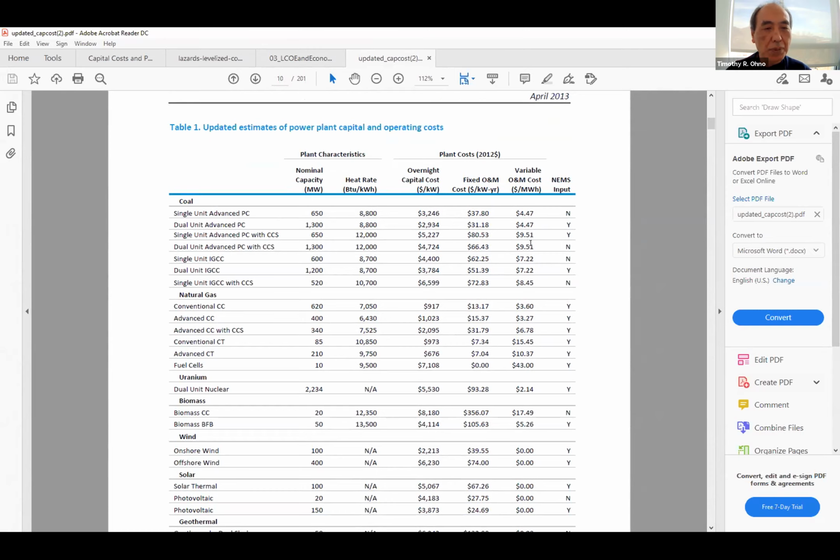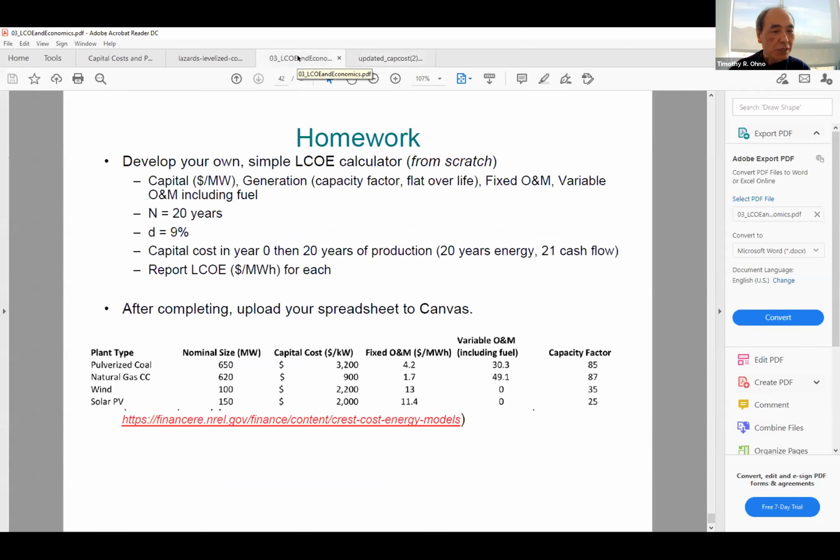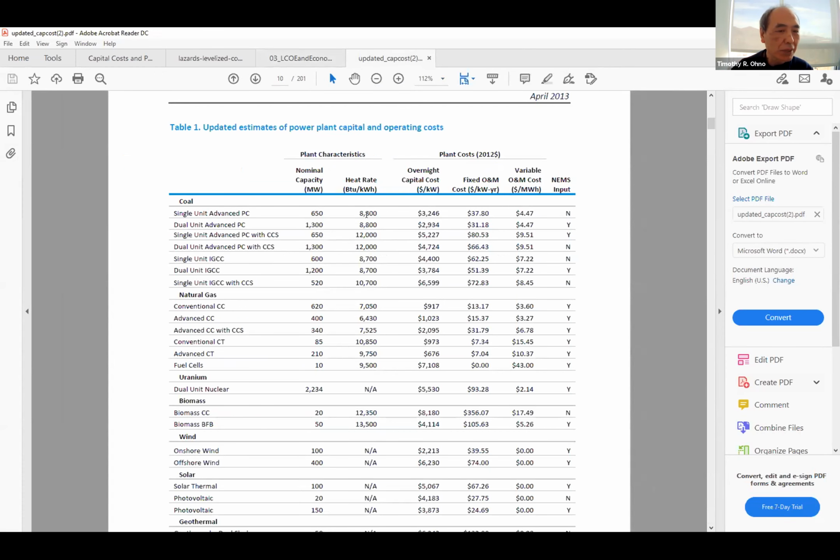So the one at the top is an advanced pulverized coal unit, 650 megawatts. The capital cost per kilowatt was about $3,000. And the fixed O&M was 37 and the variable was 4.47. So they don't look exactly the same, but the capital cost is about the same. The nominal size is about the same. Some of the other things are comparable. So the link that was in the PowerPoint presentation, this is what the link was.